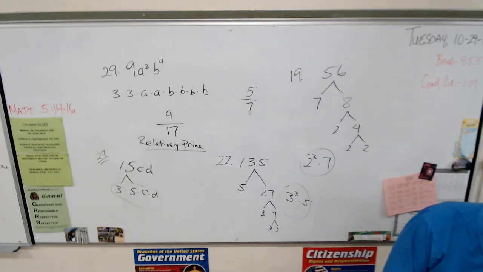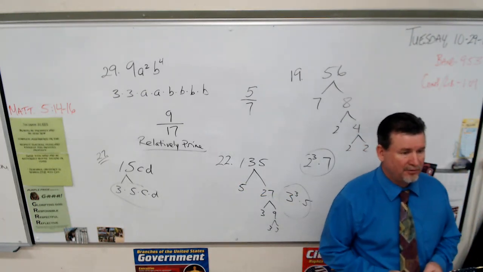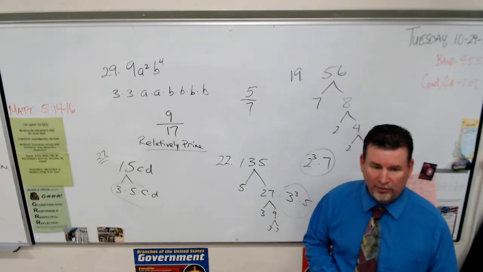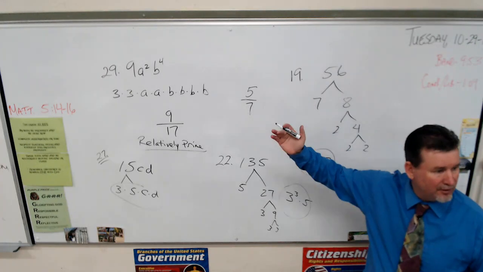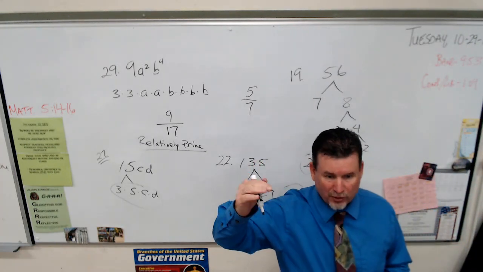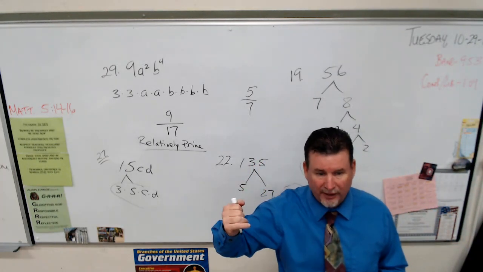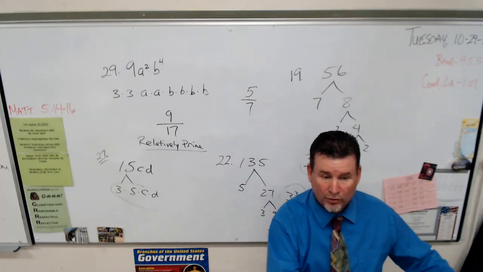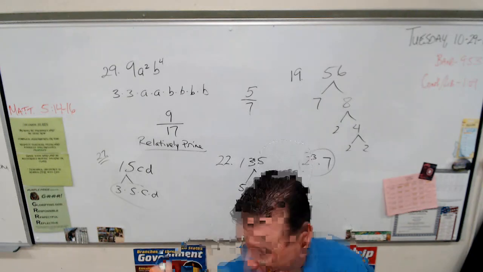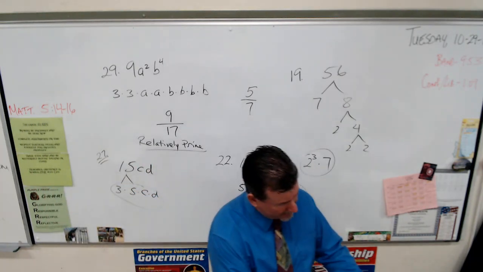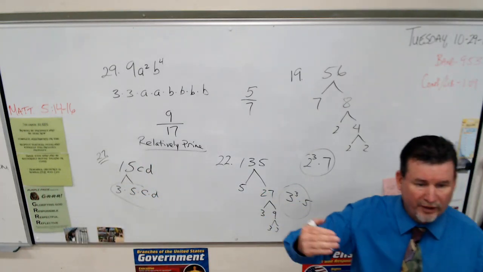Number 2, 24 and 60. If you can't do this mentally, what do? Listen, why did we learn to make these trees? Because if the numbers get too big and you can't do it mentally, you make a tree. So for 12 and 18, for most of you, the numbers were smaller. You could figure it out. Now they made the numbers a little bigger, number 2, 24 and 60.